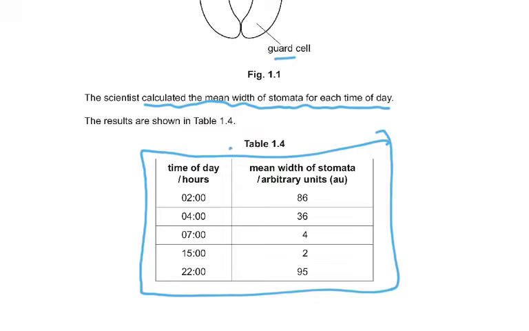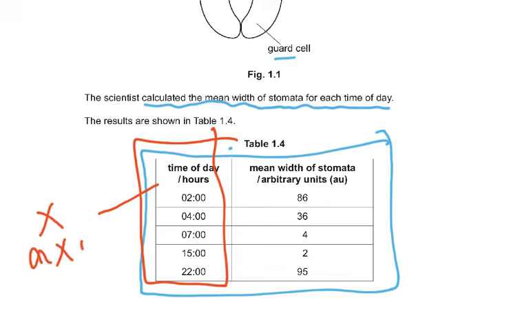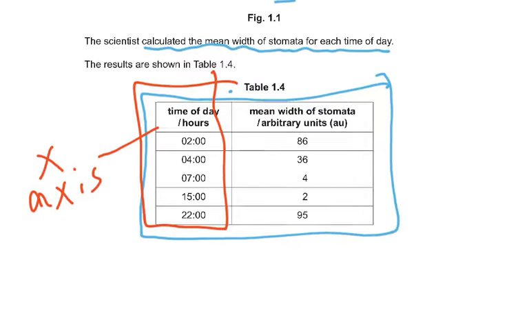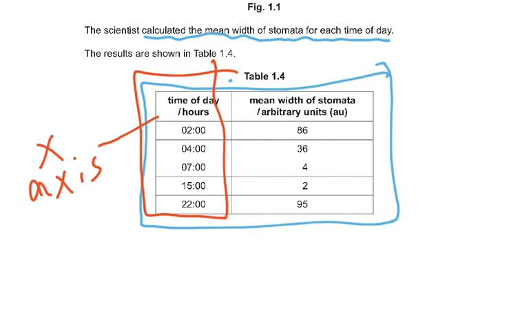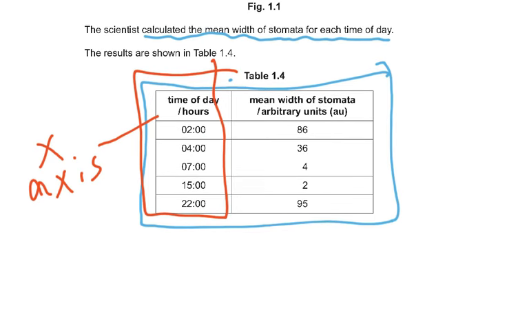Now the first column is always the independent variable, and this always goes on the x-axis. I say this time and time again, and if anybody makes this mistake, it makes me very, very angry. My Pathan DNA just boils. So time of the day in hours: 200, 400, 700, 1500, 2200. Mean width of the stomata in arbitrary units. So the smallest unit is 2 and the biggest unit is 795. So now you've got to figure this out. What scale are you going to take on the different axes?